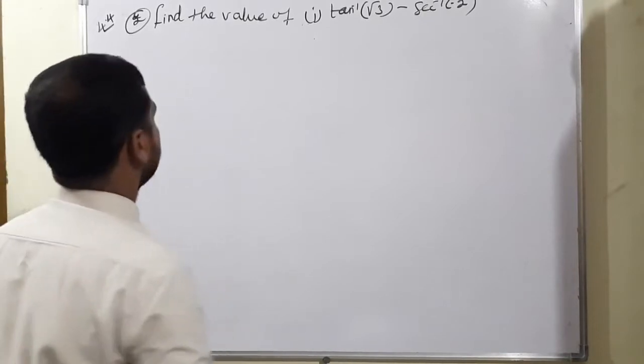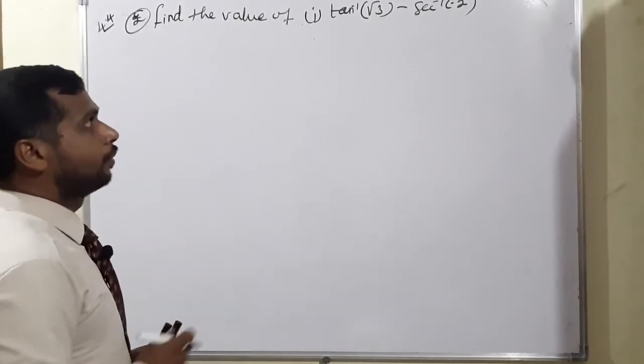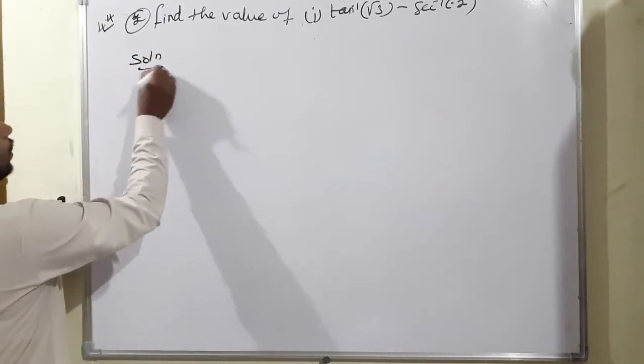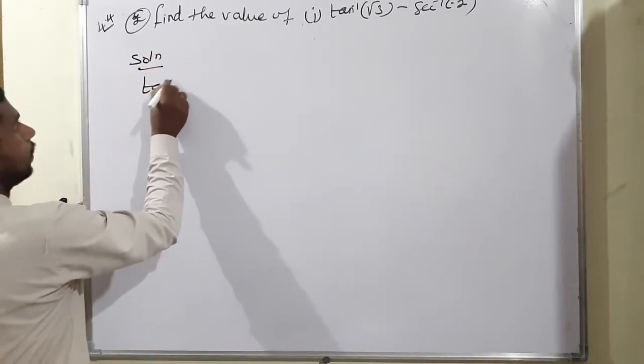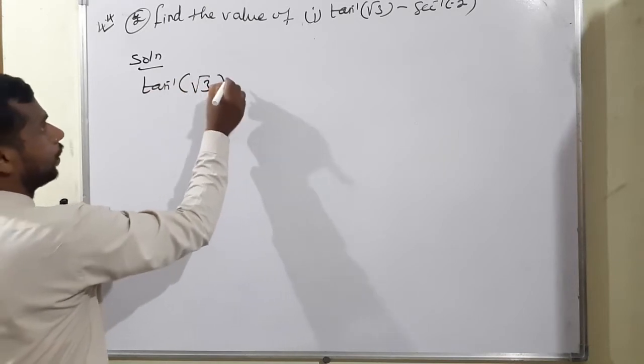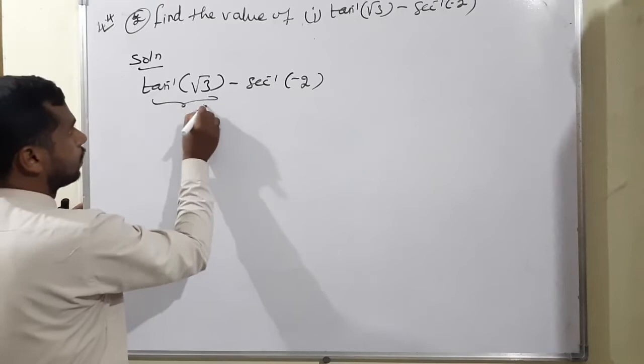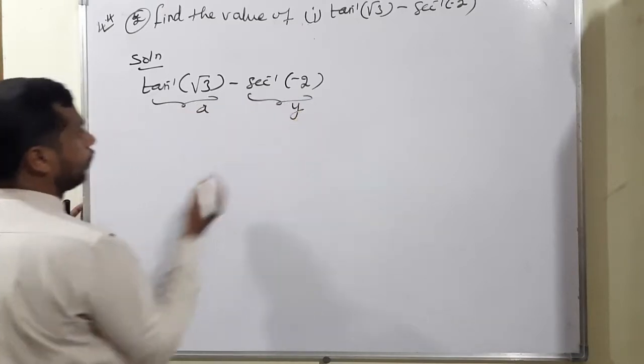Exercise 4.4, question number 2. Find the value of; there are 3 subdivisions. One by one we can discuss. Subdivision 1. Solution. What is the question? Tan inverse of root 3 minus secant inverse of minus 2. The first term is considered for x and the second for y.